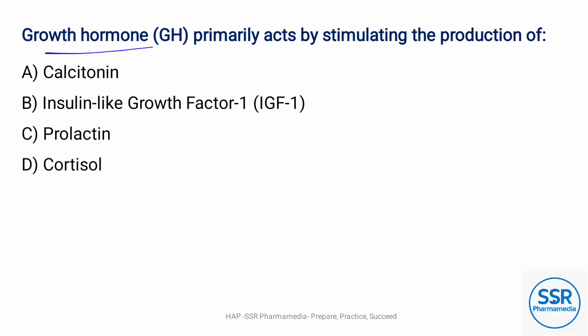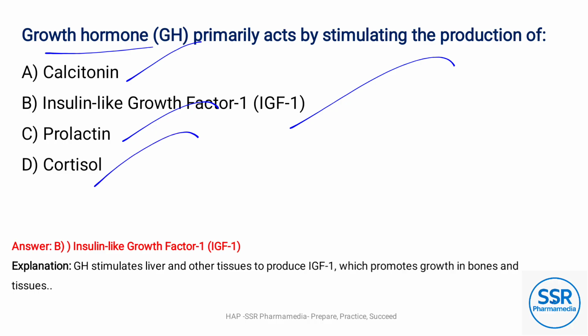Growth hormone primarily acts by stimulating the production of option A, calcitonin, option B, insulin like growth factor 1, option C, prolactin, option D, cortisol. So the answer is option B, insulin like growth factor 1. Growth hormone stimulates the liver and other tissues to produce insulin like growth factor 1, which promotes growth in bones and tissues.